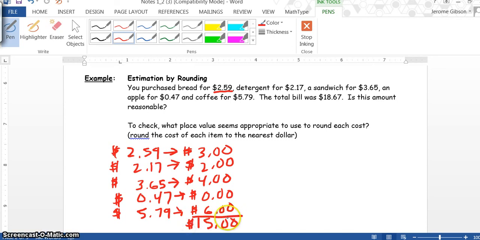Now, when we compare $15 to $18.67, that seems quite high. If you added all of the original amounts together, the total is $14.67, so this is very, very close. So it asks the question, is this amount reasonable? We would say no.